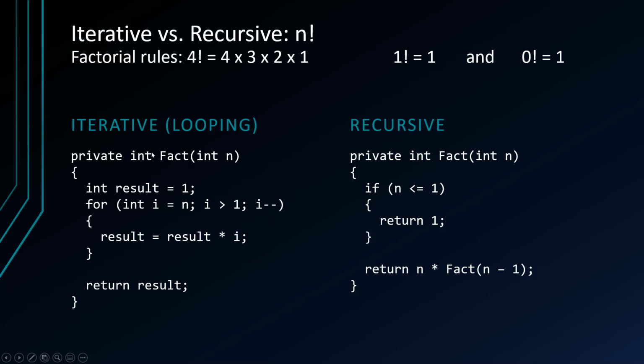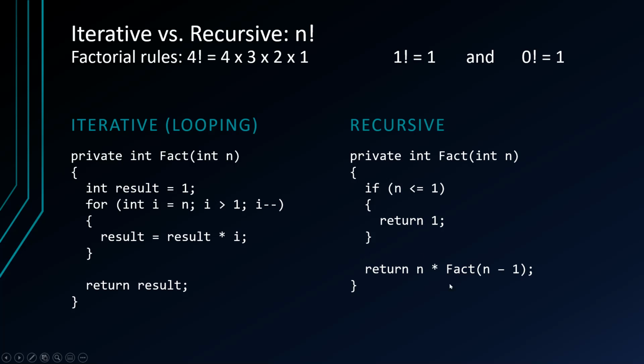This is a pretty small program. Private int fact. Okay. The recursive solution is not that much smaller, but it is a little cleaner and probably a little bit easier to understand. Let's take a look. Private int fact, int n. If n is less than or equal to 1, return 1. Otherwise, return n times factorial n minus 1.